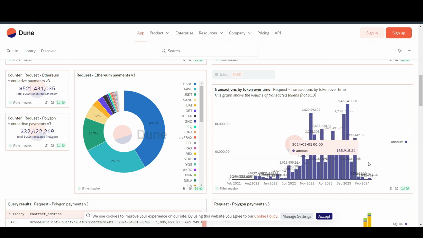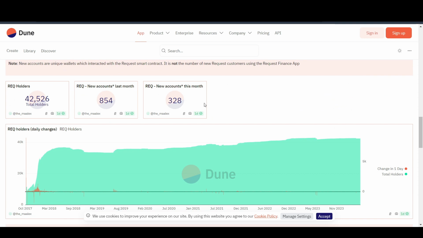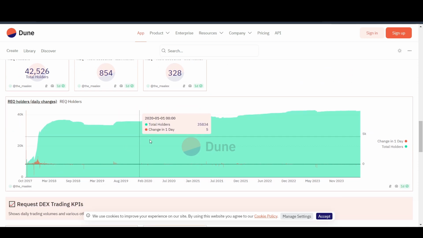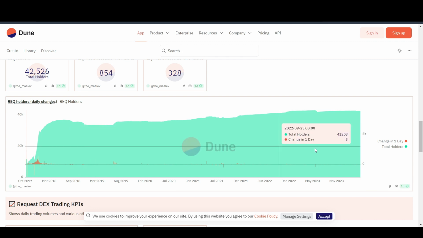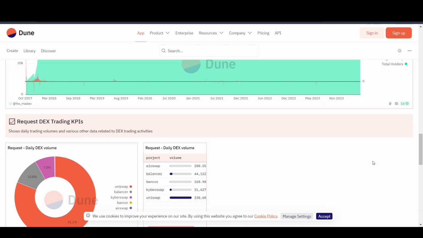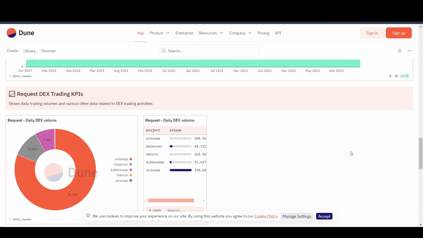After that, this is the transactions by token over time. As you can see, they have gone significantly down. That is not good. And these are the requests on Polygon, and they are peaking on Polygon, which is pretty good as well. Besides that, we have the Request holder changes. The holders have improved slightly, but they have not gone down, and they have not gone that much up. So this is static, and I don't think it has that much impact on the REQ token.